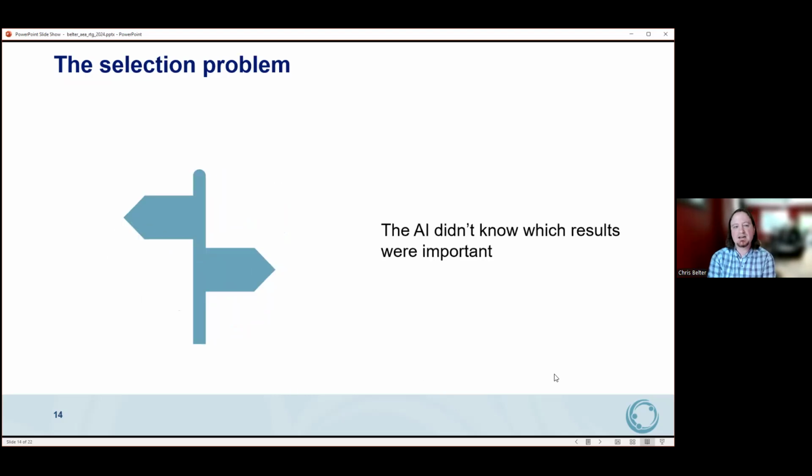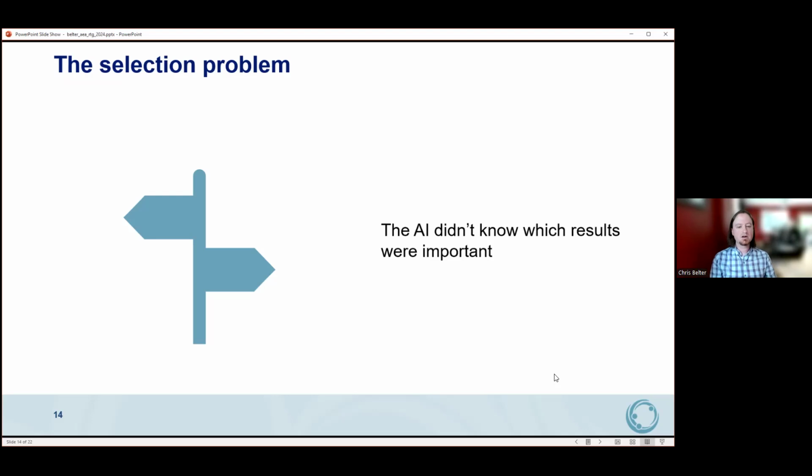Related to that is one of the problems that I think is the most fundamental about using generative AI for this purpose, which is to say that the AI didn't know what to focus on. So if the project had multiple outputs or it found multiple things, the AI didn't know which thing to focus on. It didn't know which thing was important about a particular project.